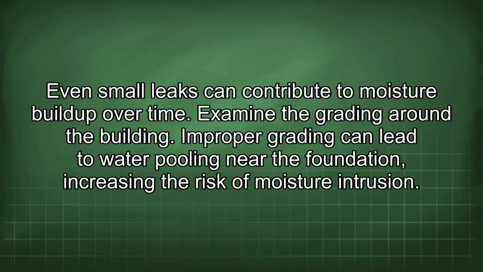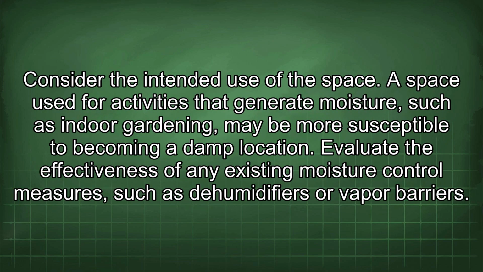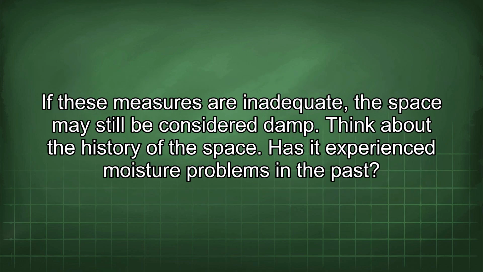Examine the grading around the building. Improper grading can lead to water pooling near the foundation, increasing the risk of moisture intrusion. Consider the intended use of the space. A space used for activities that generate moisture, such as indoor gardening, may be more susceptible to becoming a damp location. Evaluate the effectiveness of any existing moisture control measures, such as dehumidifiers or vapor barriers. If these measures are inadequate, the space may still be considered damp.